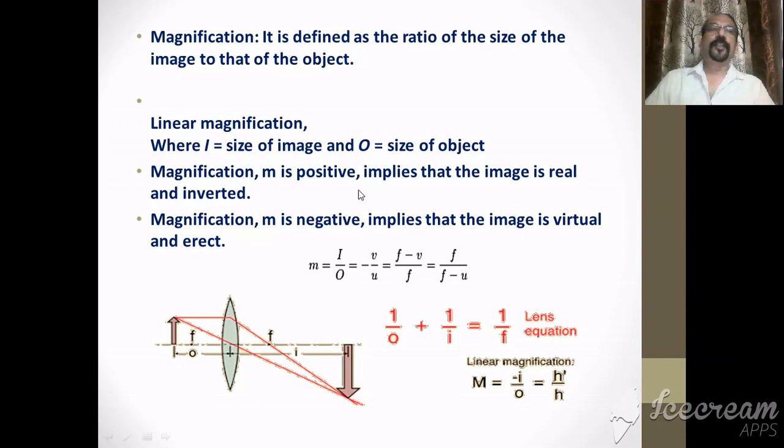Now, another important formula: you will find numericals on this formula also, that is magnification. What is magnification? It is defined as the ratio of the size of the image to that of the object. I is the size of the image and O is the size of the object. Magnification M is positive for a virtual and erect image, and M is negative for a real and inverted image. So M is equal to I upon O. This is the formula of magnification.